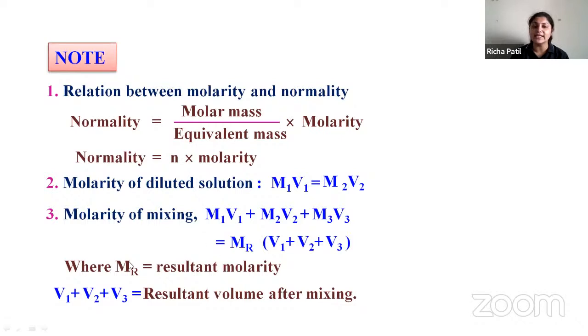Then molarity of mixing. If you have mixed, different solutions, then M1 V1 plus M2 V2 plus M3 V3 equals MR into V1 plus V2 plus V3. This is the molarity of mixing, where MR is the resultant molarity, and you add the volumes. V1, V2, V3 give the resultant volume after mixing. These are the relationships between the concentration terms.